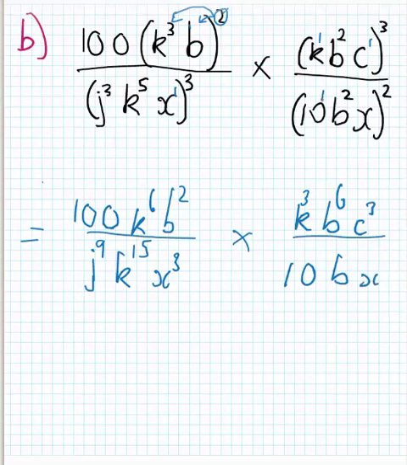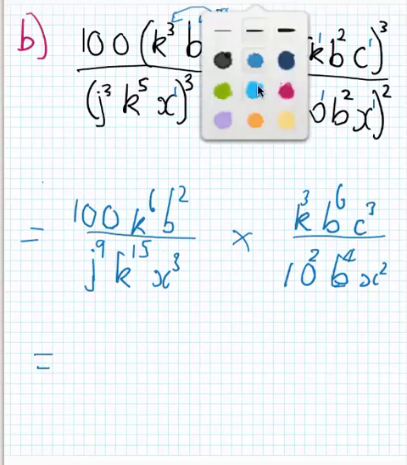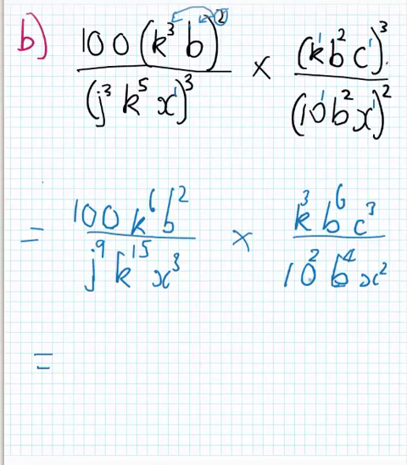That 10 has an invisible power 1, so 1 times 2 is 2, 2 times 2 is 4, and that 1 times 2 is 2. Sorry, that's a b over there. Looks funny. All right, and now that my brackets are gone, I simplify before I multiply. Now, just remember, that 10 squared, I evaluate it, and it is 100. 10 times 10 is 100.